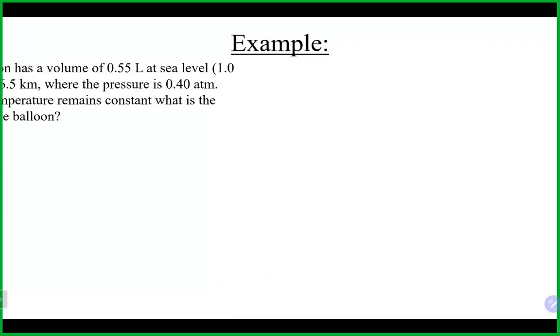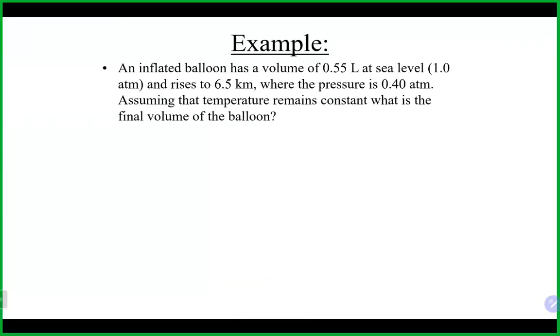All right, so let's try one here. We got a balloon that has a volume of 0.55 liters at sea level, 1 atmosphere. It goes to 6.5 kilometers, where the pressure is 0.4 atmosphere. What will be the final volume of the balloon? So take a moment or two there and see what you come up with. We don't have a lot of gas laws to choose from. That will not be the case shortly.